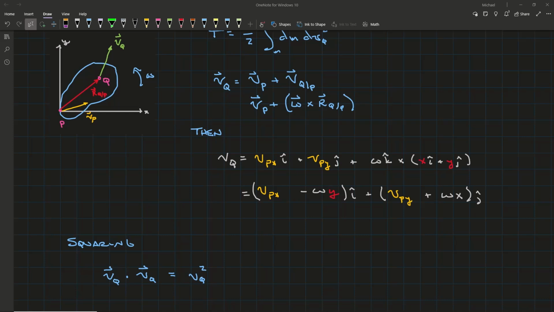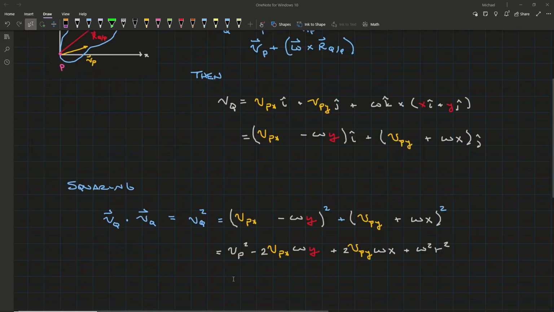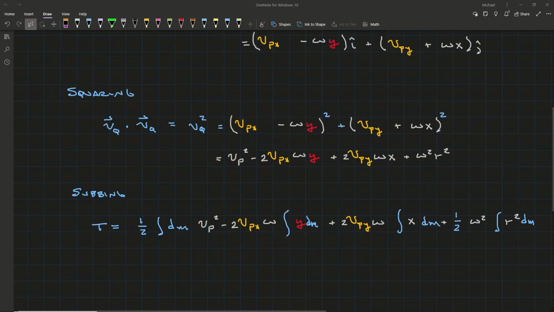Squaring this, we'll take the dot product of VQ dot VQ, and completing this square, we get VP squared minus 2 VPX omega y plus 2 VPY omega x plus omega squared R squared, where VP squared is the magnitude of the vector VP, and R squared is the value of x squared plus y squared.